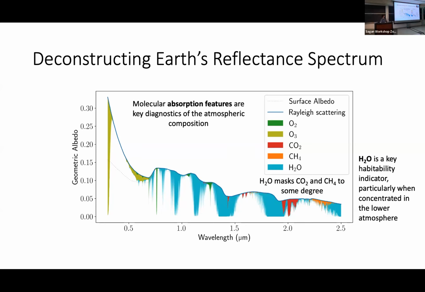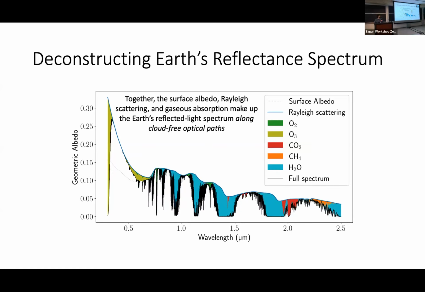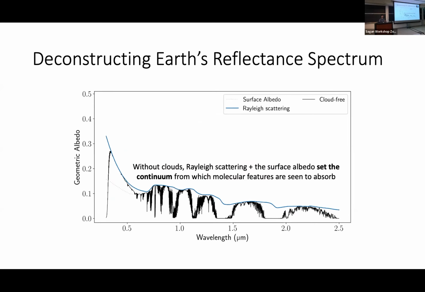And when we put all these pieces together, we end up with the full clear sky spectrum of the Earth along cloud-free optical paths. So I want to now add clouds in to see how that affects things. So I'm going to change the y-axis a little bit here to make some room for higher albedo cases. And I'll just make a note that with clouds, Rayleigh scattering plus the surface albedo is setting the continuum from which the molecules are seen in absorption. So this continuum is backlighting the absorption features from the gases in the atmosphere.